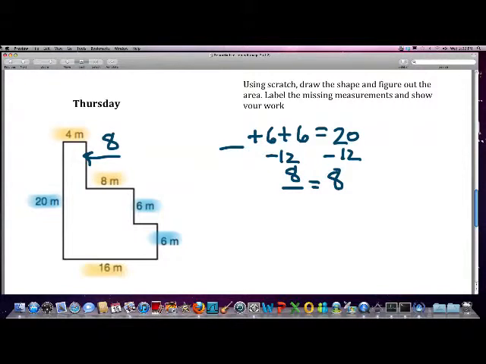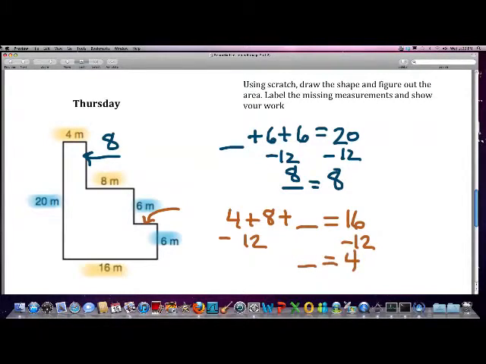And then for the horizontals, we have 4 plus 8 plus blank is equal to 16. And so if we subtract 12 from both sides of the equation, then we get blank is equal to 4. And so we can put 4 there.